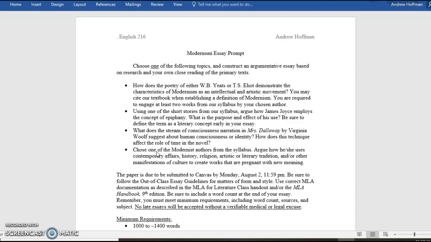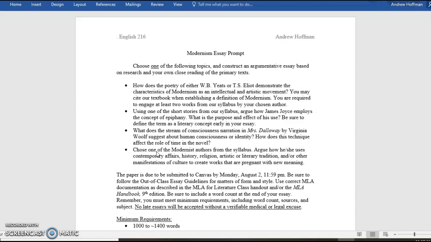Question 3. What does the stream of consciousness narration in Mrs. Dalloway, that's the novel, by Virginia Woolf, suggest about human consciousness or identity? How does this technique affect the role of time in the novel? Okay, so obviously Mrs. Dalloway is a big deal for us this semester. It is the only novel that we are working on, and this would be a really good question to choose if you are so inclined. All right, there's a lot to be said.